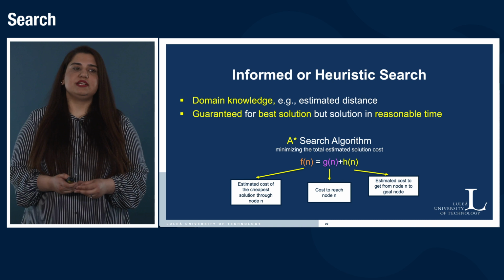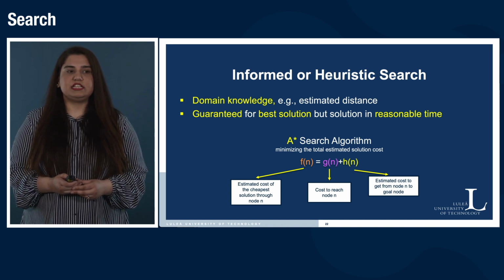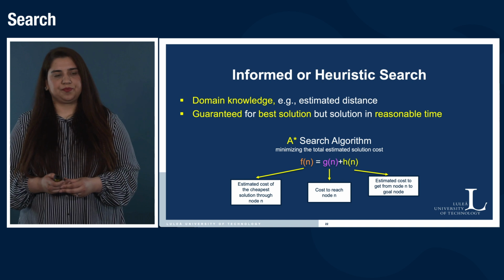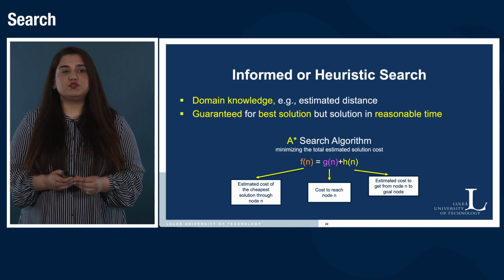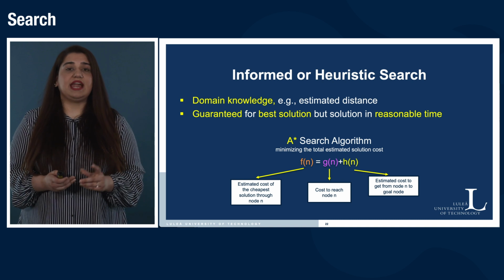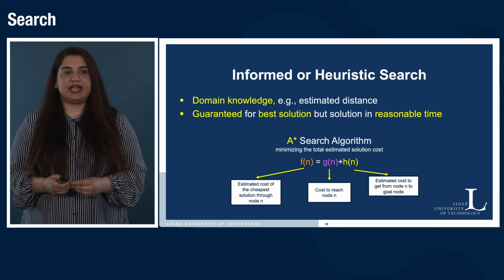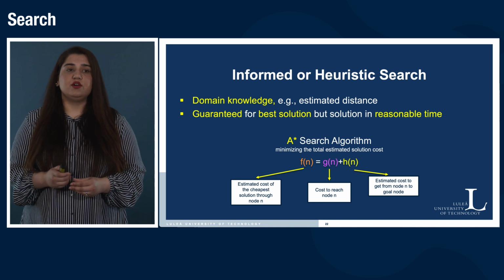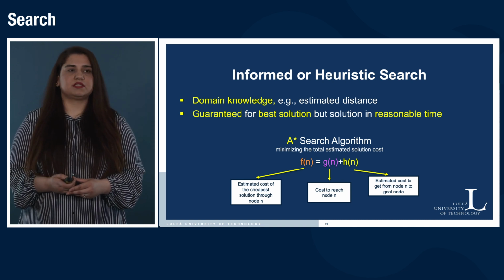The representation is we have an f of n, which is the estimated cost of the cheapest solution through node n, which is calculated as g of n, the cost to reach node n, and h of n, which is the estimated cost to get from node n to the goal node. This is the heuristic cost that we add, and you will see how it helps us.